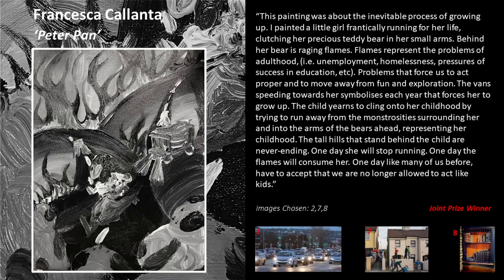My name is Francesca. My painting is titled Peter Pan and I chose images 2, 7 and 8. This painting was about the inevitable process of growing up. I painted a little girl frantically running for her life, clutching her precious teddy bear in her small arms. Behind her bear is raging flames, flames that represent the problems of adulthood, i.e. unemployment, homelessness, pressures of success in education, etc. Problems that force us to act proper and to move away from fun and exploration. The van speeding towards her symbolizes each year that forces her to grow up.